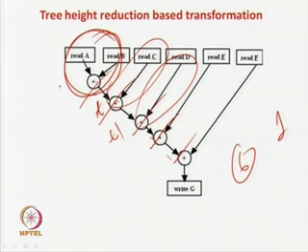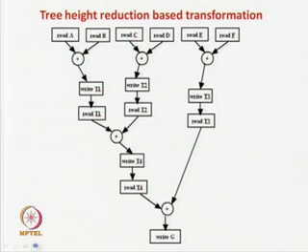So, the tree height is very, very large. Now what can we do? We can go for some type of optimization, in which case we will have multiple adders, but we can do our operations in a faster way. Here we are optimizing speed at the cost of area. We are giving more area and saying that optimization is possible.